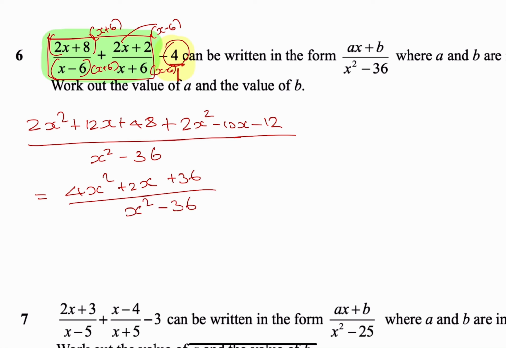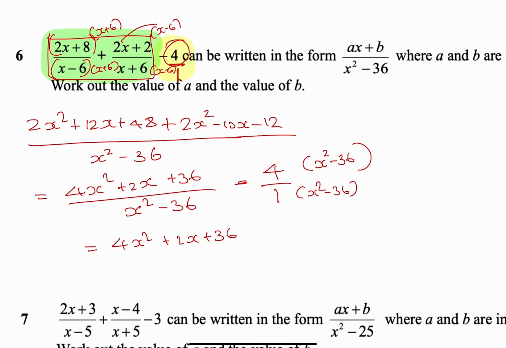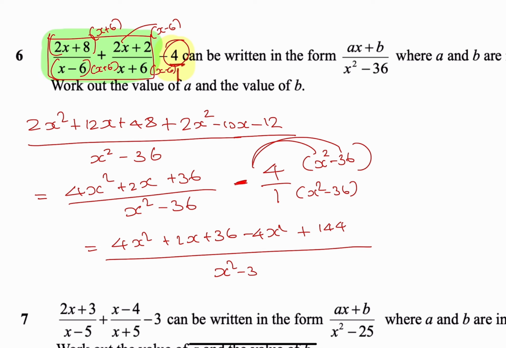Then what do I do? Then I will do the minus 4. 4 means 4 over 1, times it by x squared minus 36. In that case, I will get 4x squared plus 2x plus 36. Then technically it's a minus 4 times that, which is minus 4x squared. Minus 4 times plus 36 is plus 144, isn't it? All divided by the same denominator, x squared minus 36.